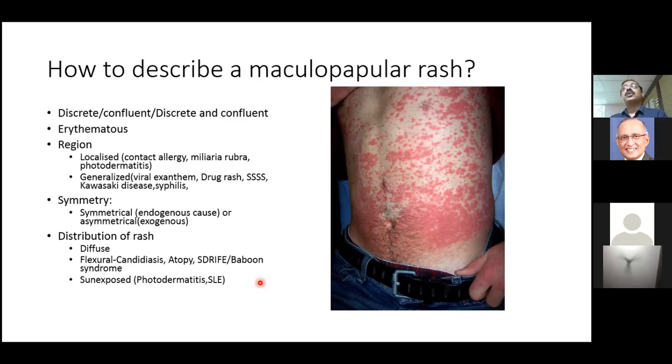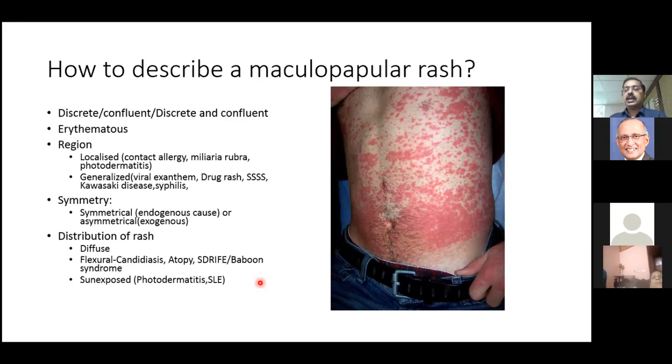Or only on the photo-exposed areas. He must have taken an antibiotic, for example tetracycline, which is a photosensitive drug. He would have gone out after that, and then he develops a photosensitive rash, which is a maculopapular rash localized to the photosensitive areas. So there again, stripping actually helps. You'd be able to see that in the photosensitive areas.